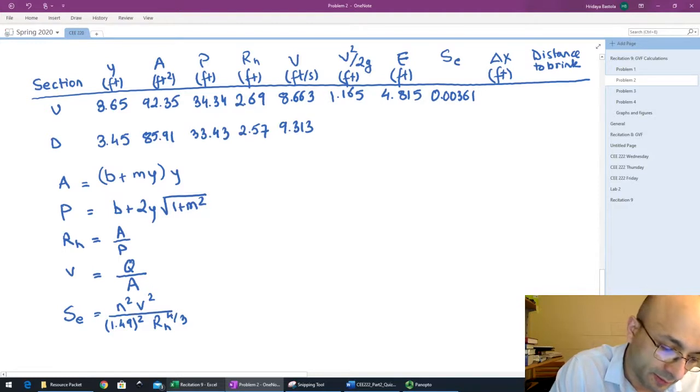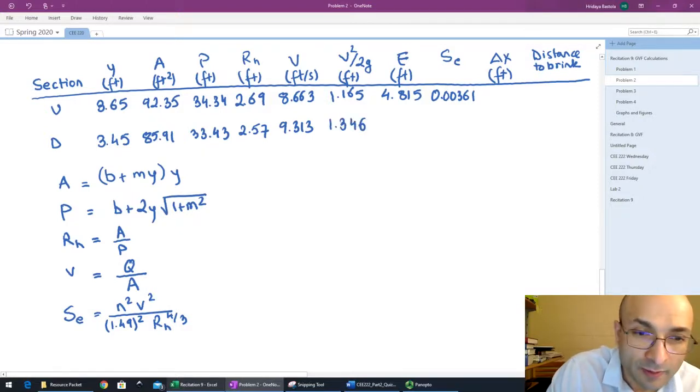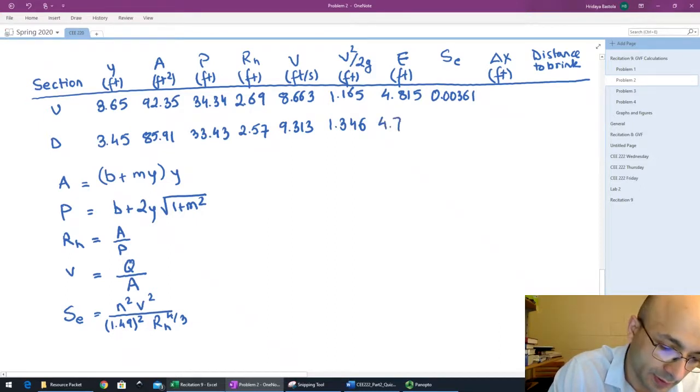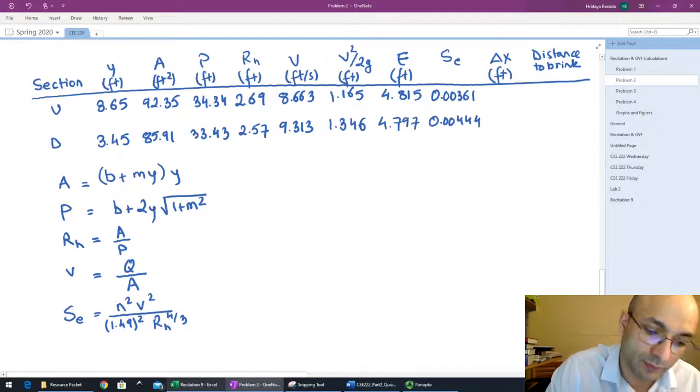The velocity head for the downstream end is going to be 9.313. Actually, that's not right. It should be 1.346. We'll get a specific energy of 4.797. The slope of the energy grade line at this point is going to be 0.00444.